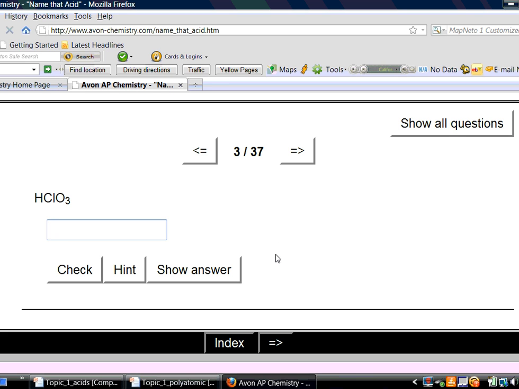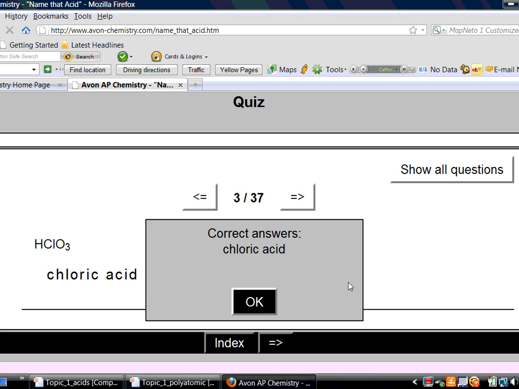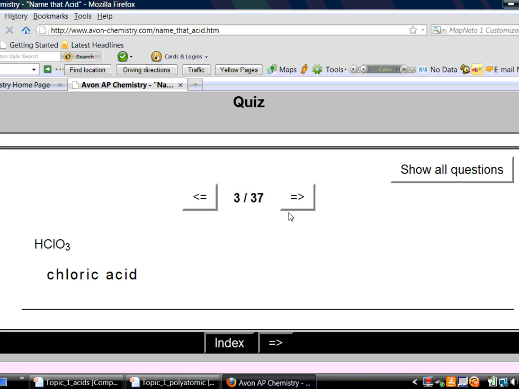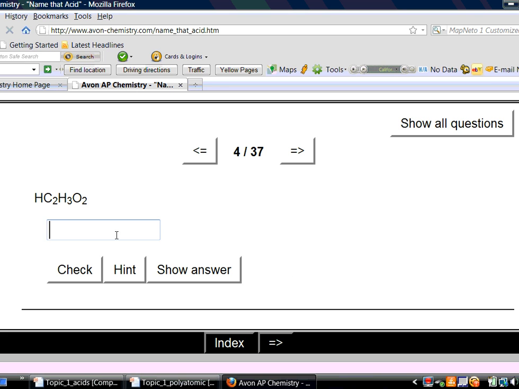Alright, try to name this one on your own. I hope you said that we had a polyatomic ClO3, which is chlorate. So since it's chlorate, we're going to drop the ATE ending and call it chloric acid. No hydro, because we have oxygens. Okay, go ahead and try to name this one. Hopefully you recognize that we had one of our polyatomics, acetate. So again, drop the ATE ending and put IC, and you have acetic acid, or vinegar.